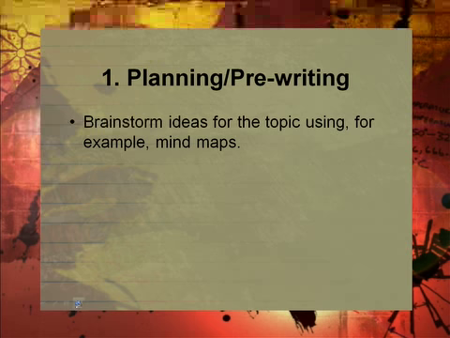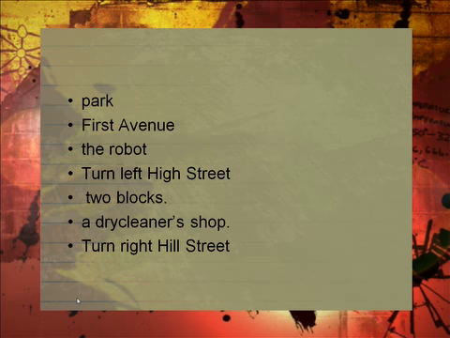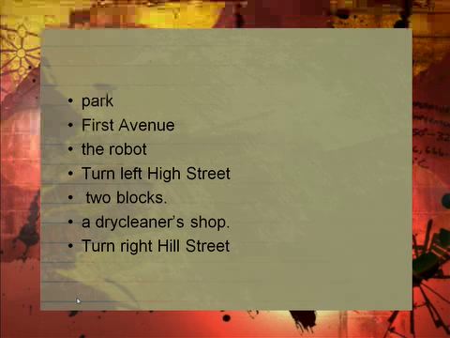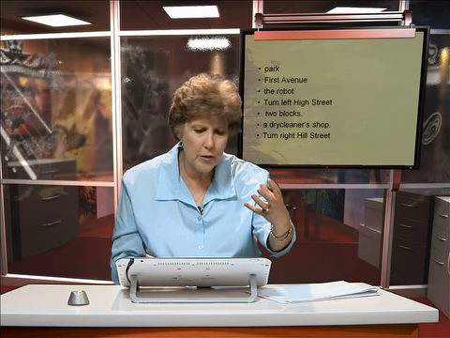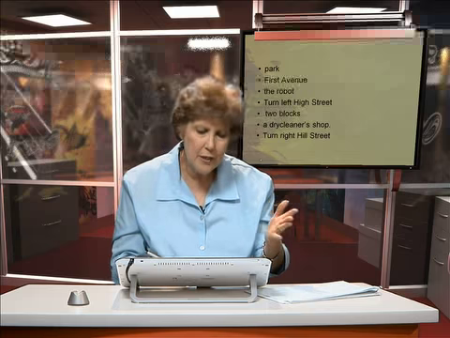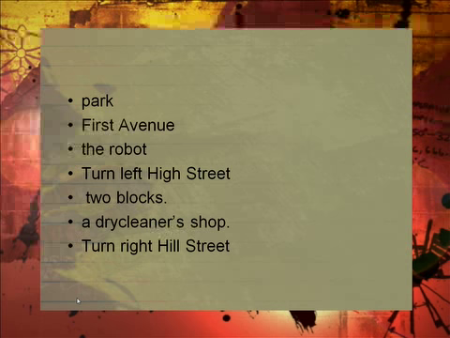You might like to use a mind map. Here I've given you some examples. This is not a mind map, but this is your brainstorming. So you say to yourself, okay, somebody asks me about a park. So I'm going to say something like, where are we now? We're in First Avenue. Then maybe I'll talk about a robot. Then maybe I'll say turn left and that'll be High Street. And then how far must this person go? Maybe 2 blocks. What will they see? Well, maybe a dry cleaner's shop.